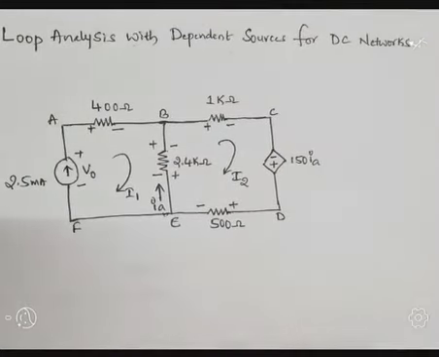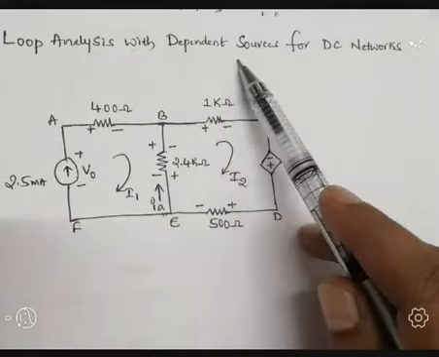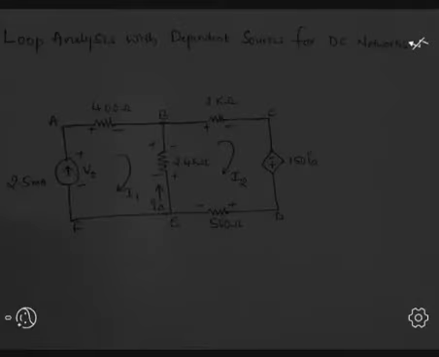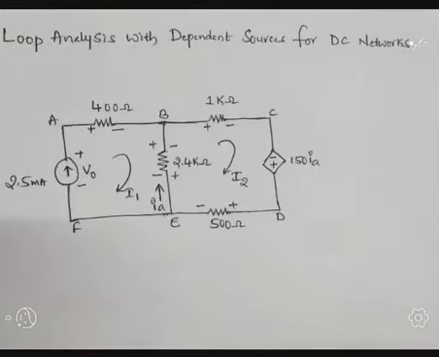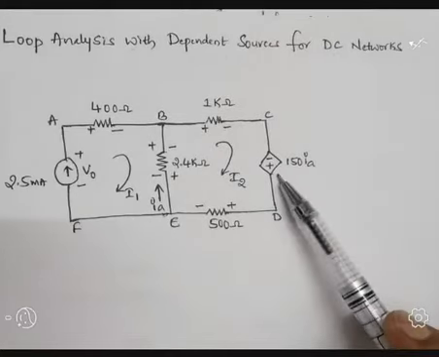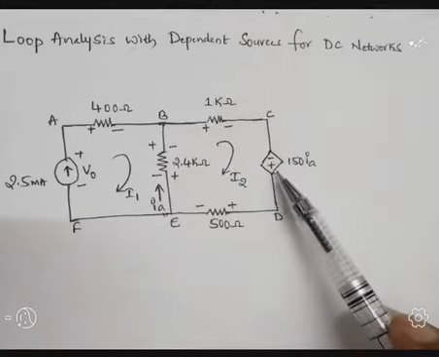Now, what is meant by dependent sources? As we discussed in the previous videos, in the dependent sources we are observing four kinds: voltage dependent voltage source, voltage dependent current source, current dependent current source, current dependent voltage source. There are four types of dependent sources, and dependent sources are represented by the diamond symbol. In this network, see, this is the dependent source.